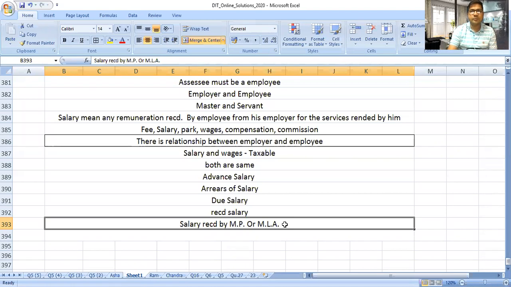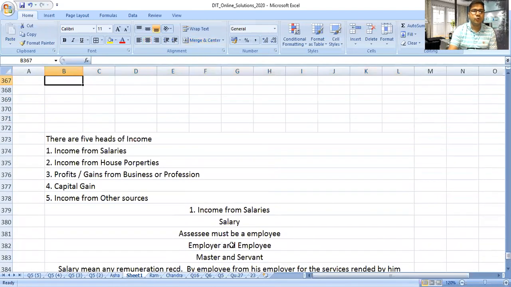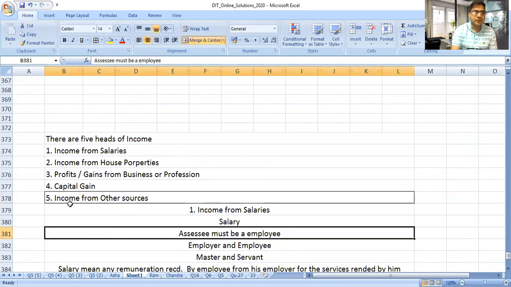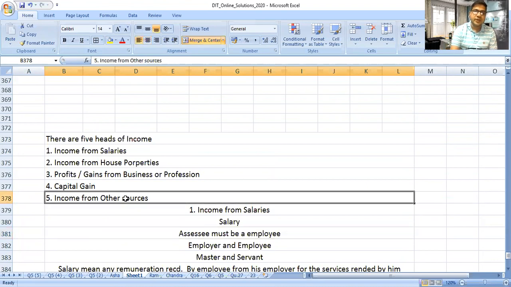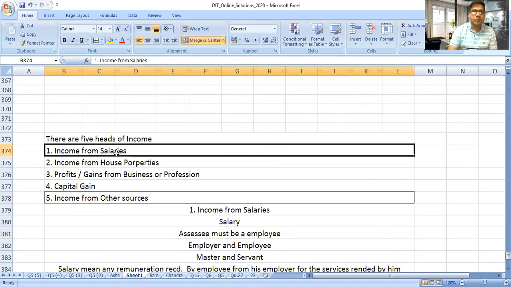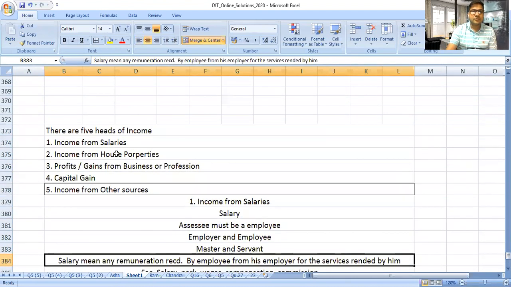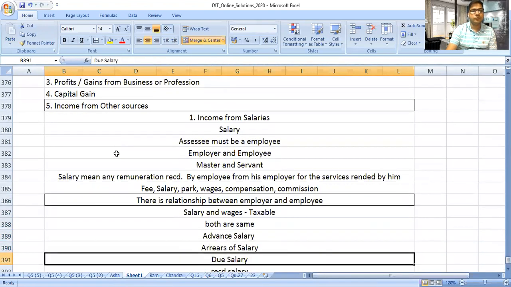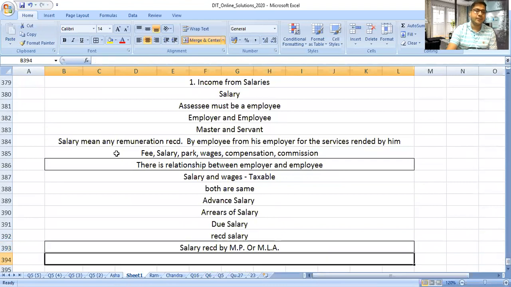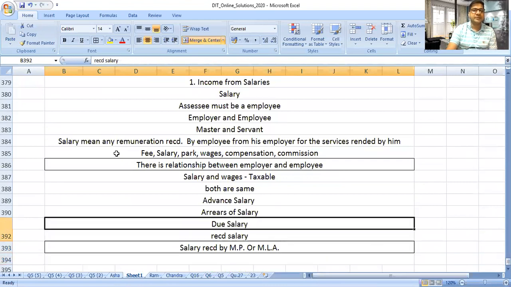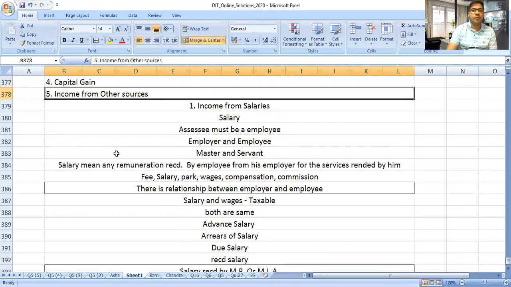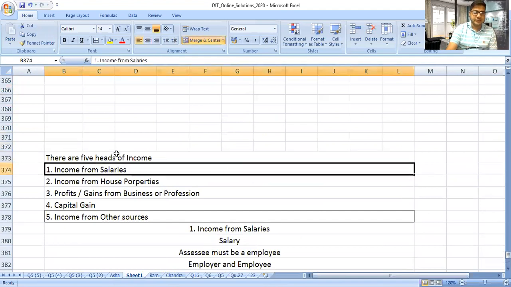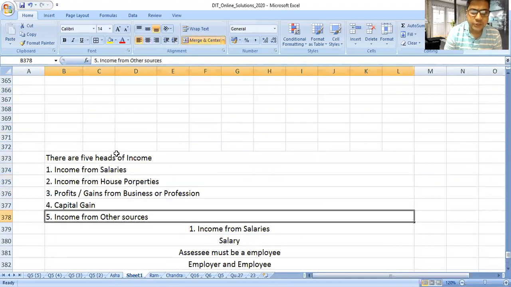It is not taxable under the head income from salary, but it is taxable as income from other sources. त्यांची salary कुठे taxable असणार? Income from other sources. It will not be taxable as income from salary. The reason is there is no relationship between employer and employee. Therefore, salary received by MP or MLA is taxable, but under income from other sources, not as income from salaries. Yes, I hope you understood what is going on.